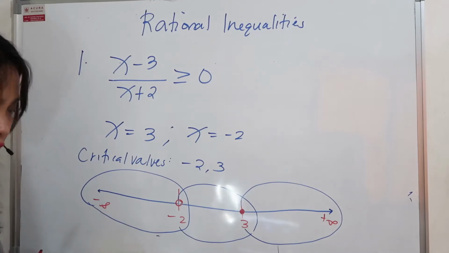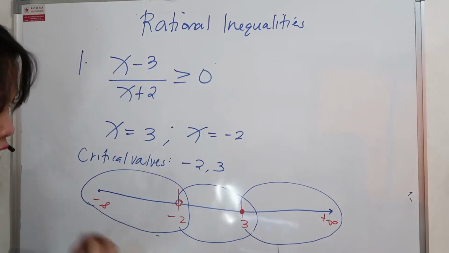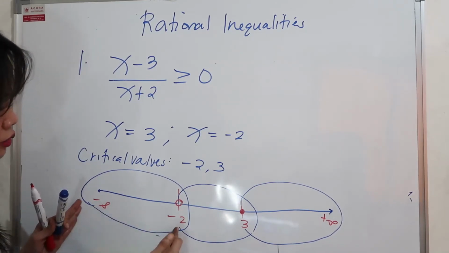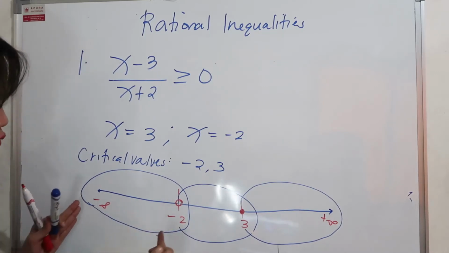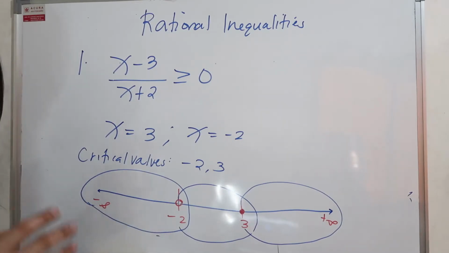Then what's next? Next, you need to think of any number within the range of that given interval. So for negative infinity to negative 2, you choose any number as long as it is within the range. So what number do you want? Give me a number.